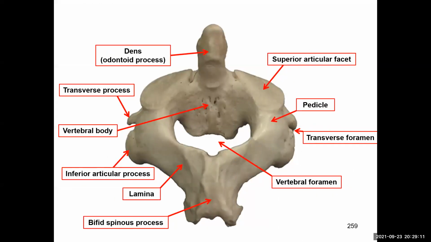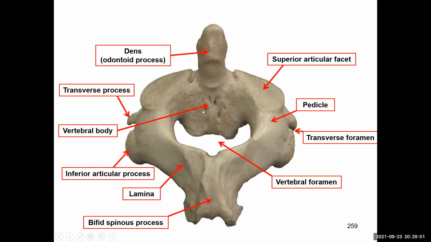Okay, so a little bit of labeling here. You can call it the dens or the odontoid process. Now you can see that this arrow here is pointing to a flat surface on the bone. So that is the superior articular facet. That's the nice flattened surface. You can't really see it here. I think this is a horrible view for the transverse foramen. You can't even tell what it's pointing at. But you'll see this lateral projection coming off of the side of the vertebra, and that's the transverse process.